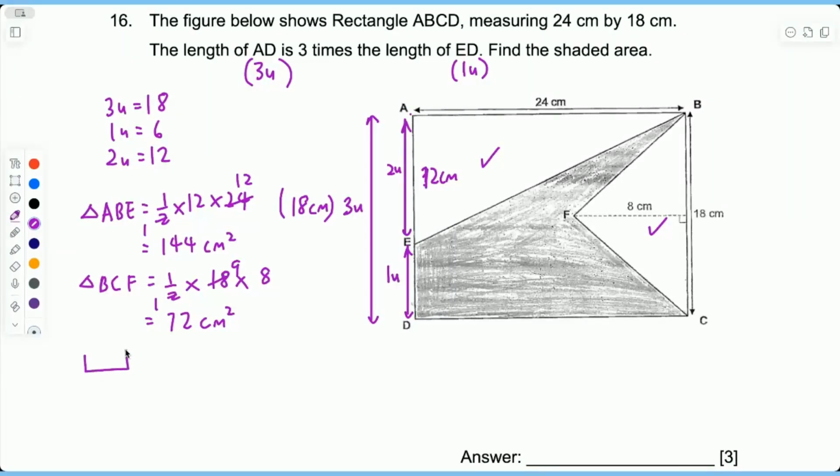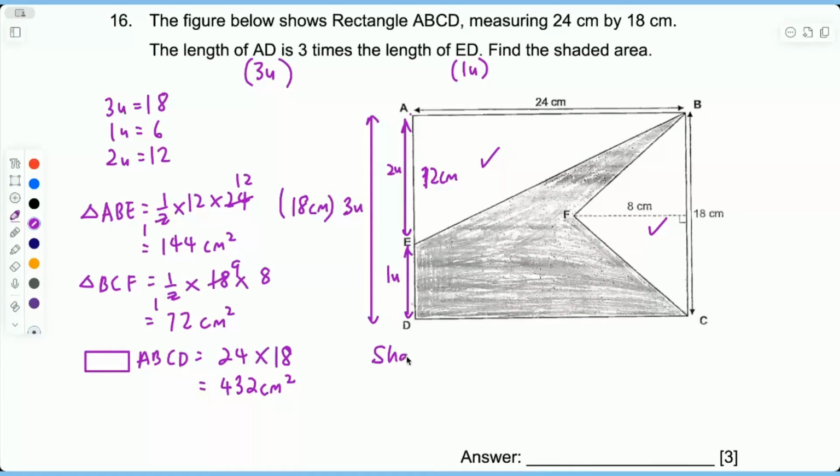Now to find the area of rectangle ABCD, that will be 24 times 18. 24 times 18 gives us 432 cm squared. Now we are ready to find the shaded area.